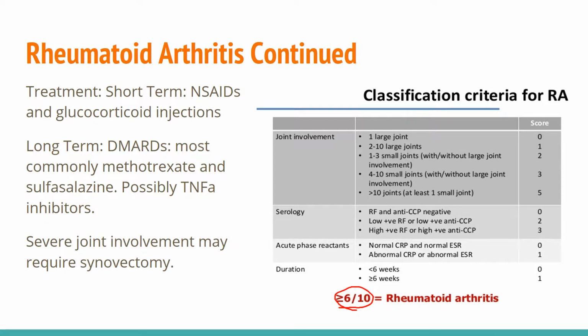Treatment-wise, you can have short-term treatment with NSAIDs and glucocorticoid injections. However, in the long term, you want to use disease-modifying antirheumatic drugs. Most commonly used are methotrexate and sulfasalazine. However, it's possible to use TNF-alpha inhibitors as well. Severe joint involvement may require an actual synovectomy.